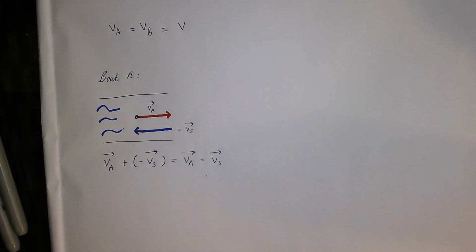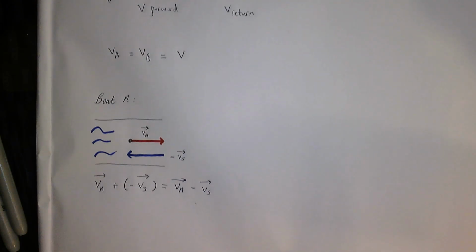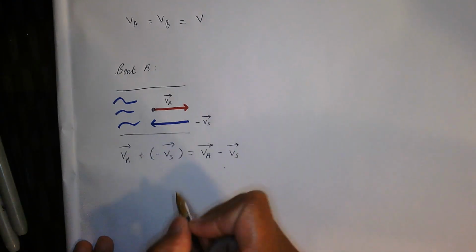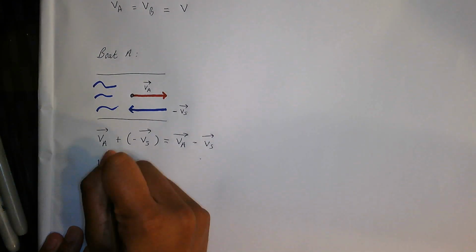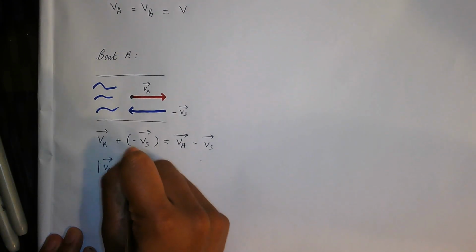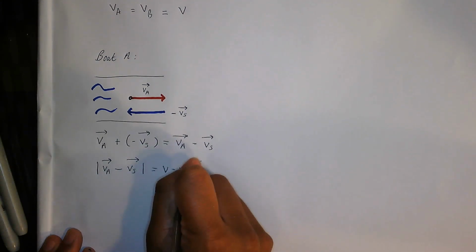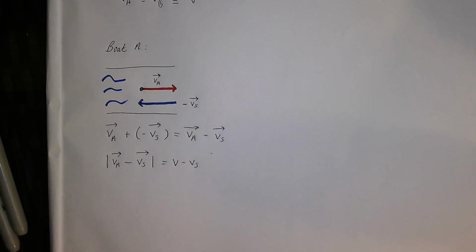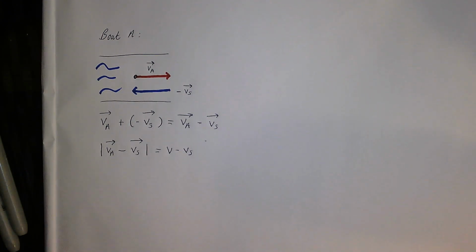So to work out the times, we have to work out the magnitude of this resultant velocity. So the magnitude of VA minus VS is equal to V minus VS. So that is the magnitude of boat A's velocity when it is moving upstream. This is all from the frame of reference of our stationary observer.